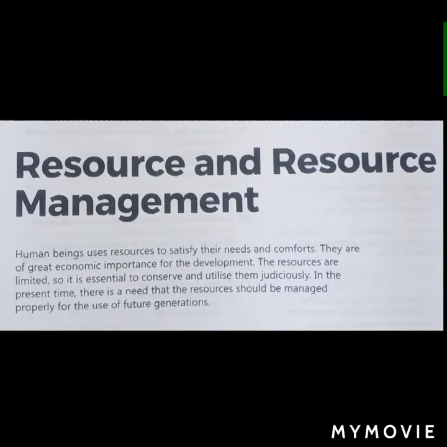Hello friends, today we are going to cover an important topic of home science, that is resources and resource management. In this chapter we will study what resources are, their classification, their characteristics and the factors affecting their usage. First we will see what resources are and what resource management is.